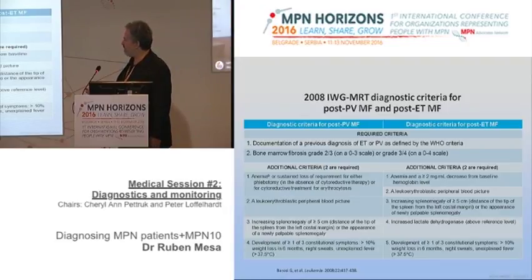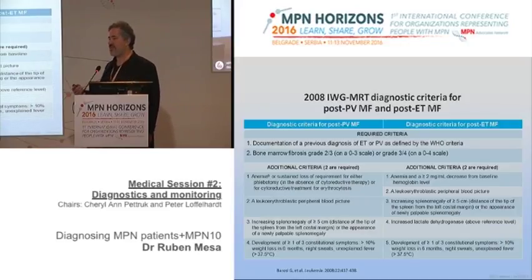In the bone marrow, there can be an increase in scarring, and we have to be pretty sure that they actually had PV or ET to begin with. So sometimes if the very first bone marrow they've had is at the time of progression, it's more difficult for us to know for certain that there has been progression.